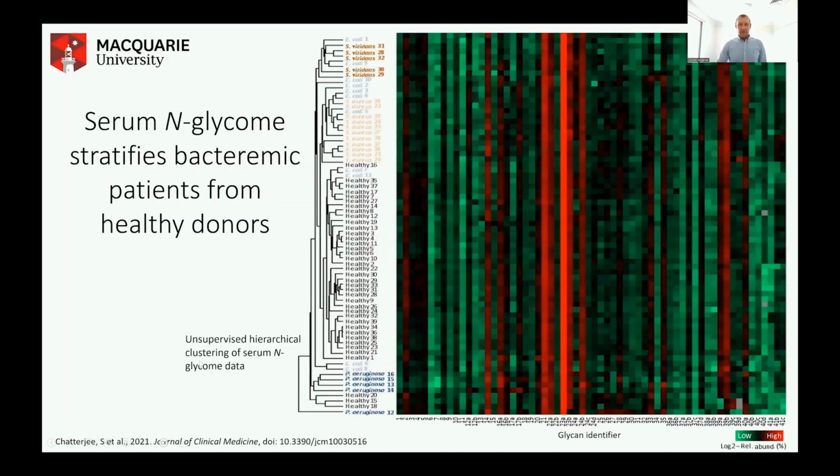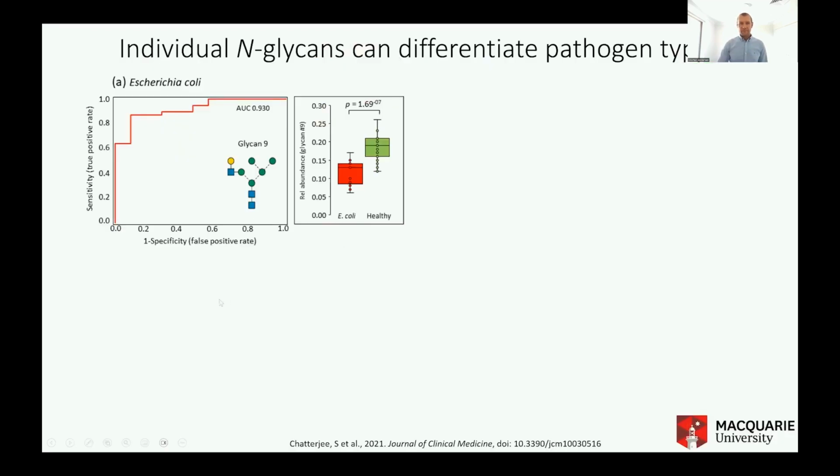Trying to use this data in an unsupervised way to see if it stratifies the healthy individuals from the bacteria-infected individuals, we can use hierarchical clustering. And here we can nicely see how the total serum glycome separates the healthy individuals from the Pseudomonas infected individuals, which separate over here from the Staph aureus and Strep viridans infected individuals up there.